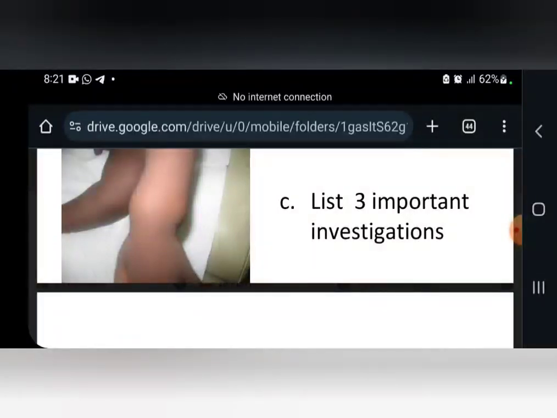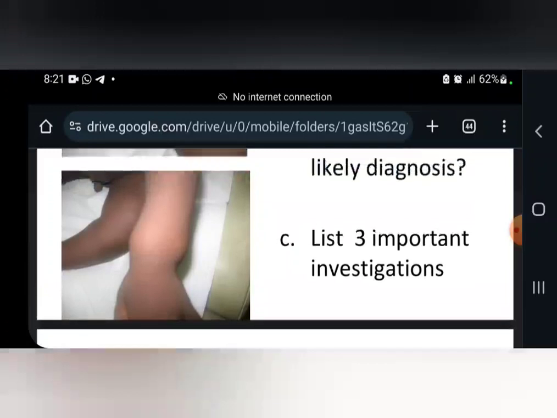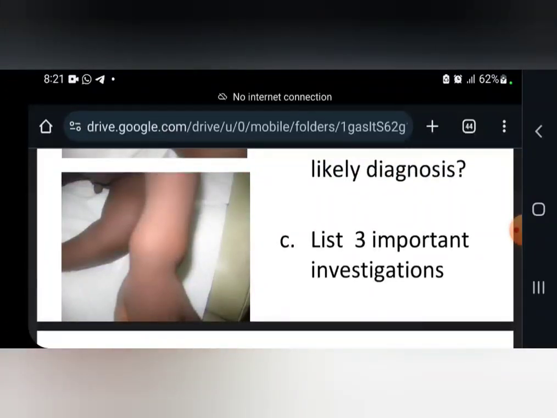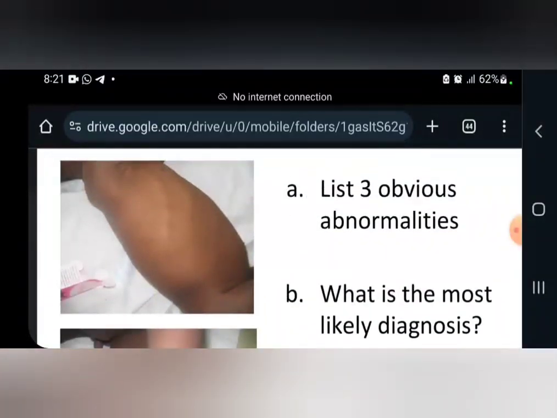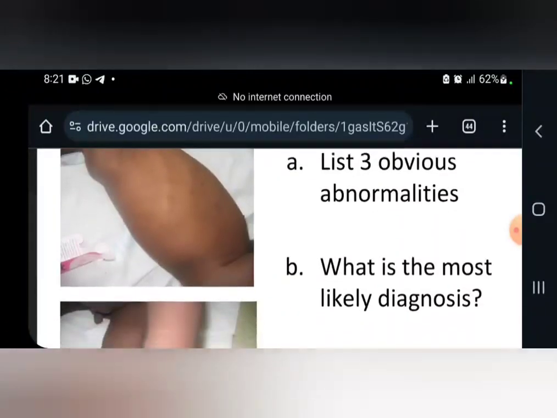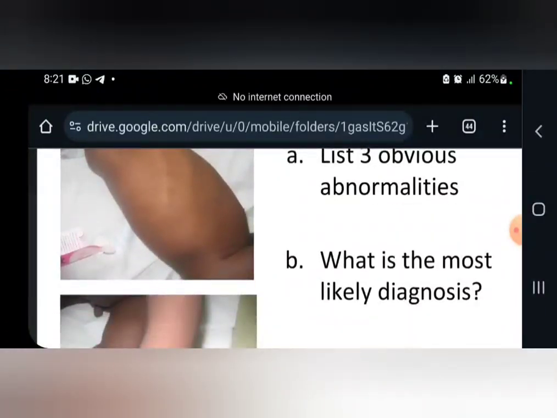And the next thing you see is at the level of the knee. It cannot be very well seen, but at the level of the knee you have what is called bowing at the knee. So those are the 3 obvious abnormalities, and they are going to give you a diagnosis of rickets, not rickettsia. Please, rickettsia is a bacterial infection. It is not rickets.